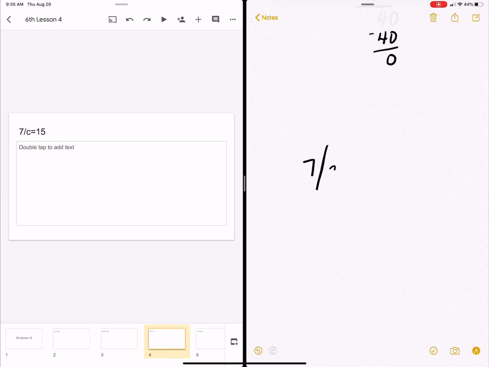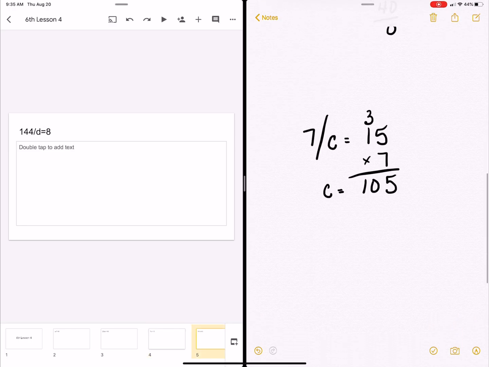7 divided by c equals 15. The opposite of division is multiplication. So we need to multiply 7 times 15. 5 times 7 is 35. 7 times 1 is 7, plus 3 is 10. C equals 105.